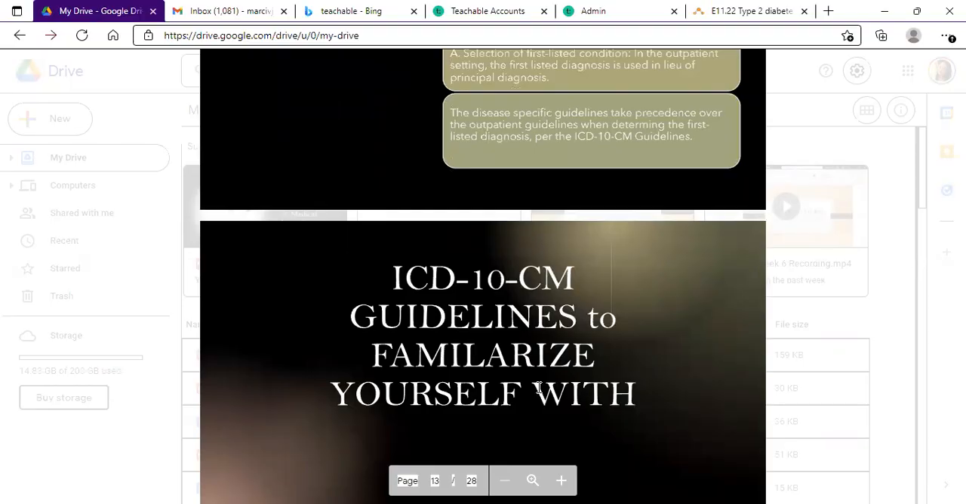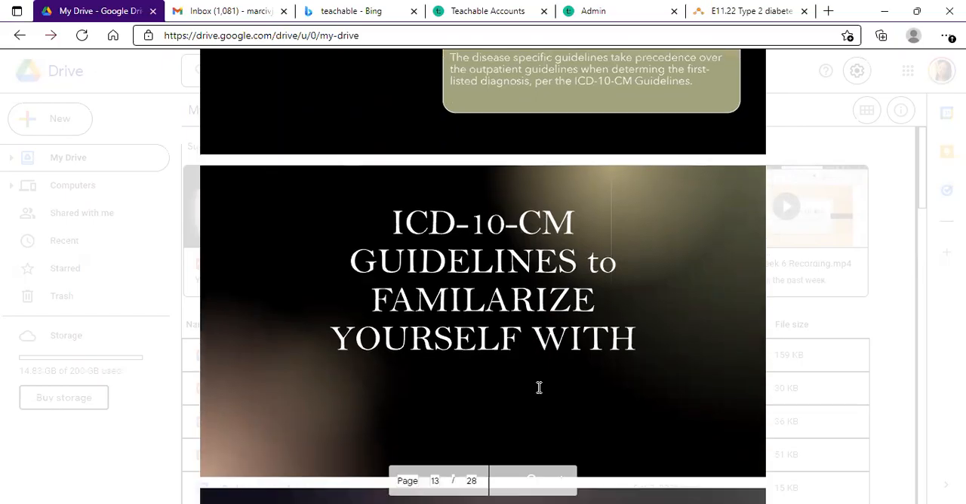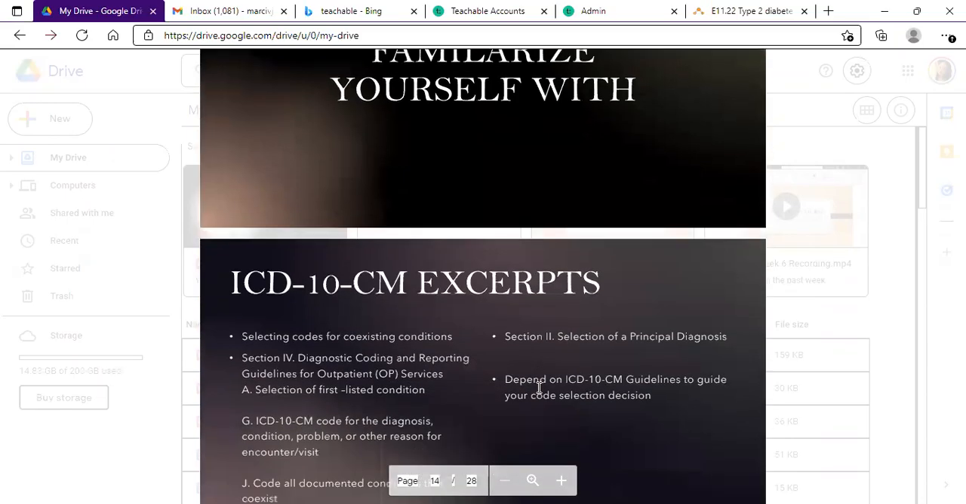Okay. So ICD-10-CM guidelines, familiarize yourself with a few of these. Like I said, do you have to remember all of the guidelines by heart and say it like you used to say the Pledge of Allegiance in the 5th grade, or like your grandma taught you to say the Lord's Prayer? No, you don't have to know it like that. You just have to understand the guidelines and the rules and know where to look.